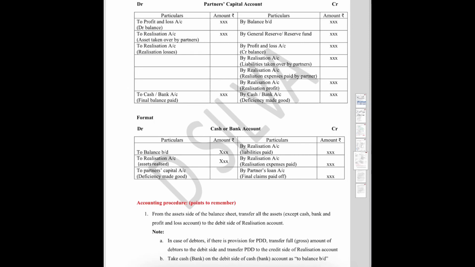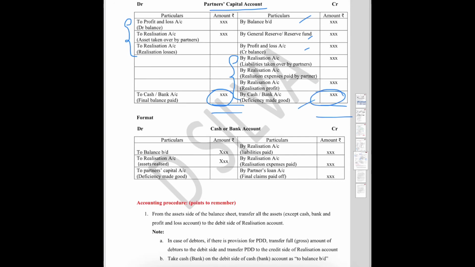This is the format for partners capital account. Whatever the capital reflecting in the balance sheet, you will bring down, distribute reserves, profit and loss. Likewise, you need to follow realization account. Based on the realization account, you have the remaining entries. At the end, you will be doing the balancing of accounts, and either you will get a final payment or deficiency that is made good.